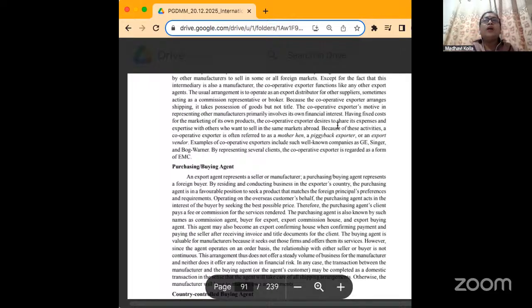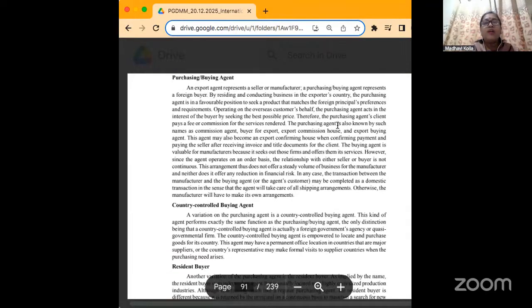Some of the more common names are GE, for example, General Electric, or Singer or Borgwarner. Singer, as we know, has various sewing machines under its umbrella. Some they export under their own brand name, but they also carry the shipments of other competitors who are also selling sewing machines.